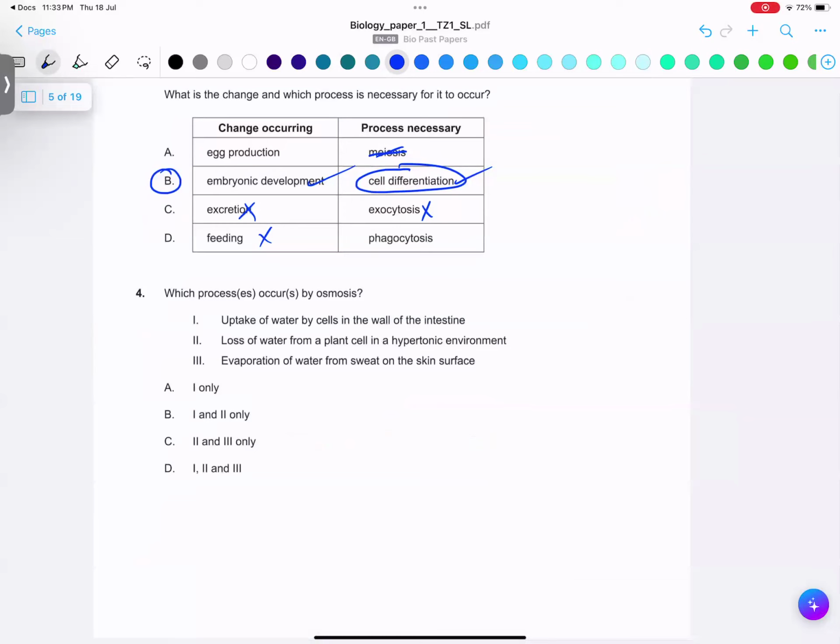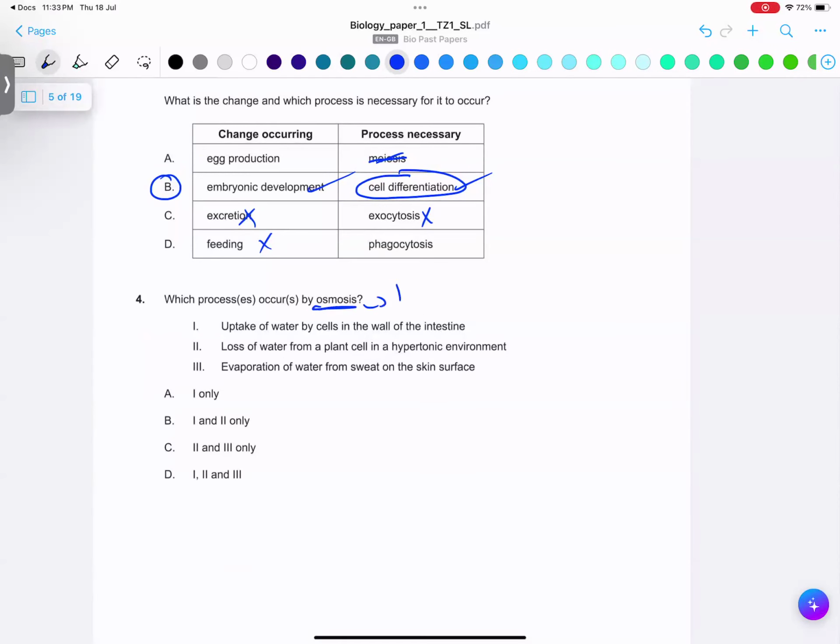Which process occurs by osmosis? Interesting question. Okay, so osmosis is basically a type of transport. It does not go up a concentration gradient. So what happens in osmosis? Let's see, uptake of water by cells in the wall of the intestine. Yes, that can happen. These processes do occur by osmosis because in this question, they are asking us which process occurs by osmosis. So any process where osmosis can take place.